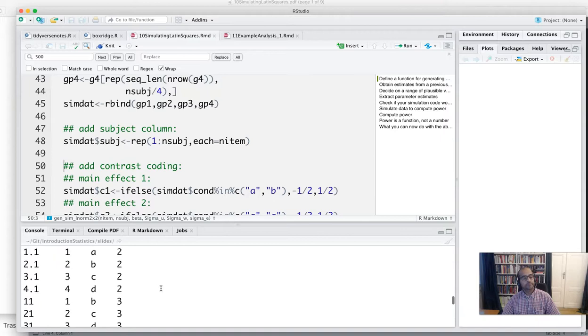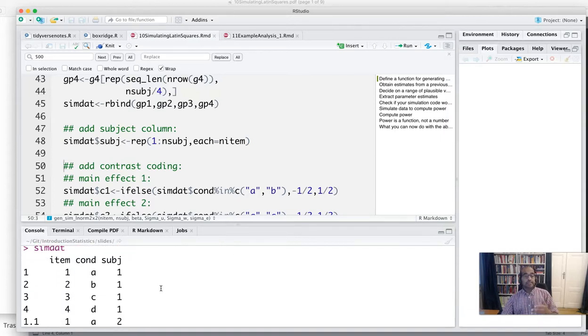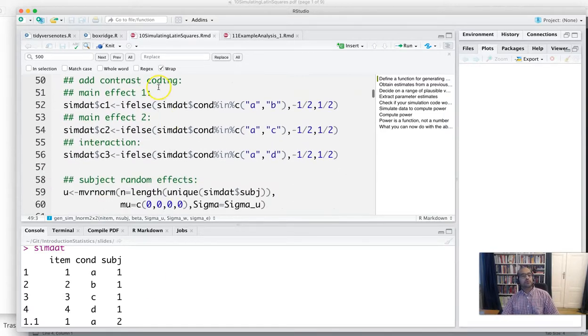Okay, so now what this is good for is that I can now add the contrast codings, right, because I know the condition levels. And once I have the contrast coding set up as 3 more vectors, I'm ready to simulate data like we've done before. Okay, we're going to go row by row and produce a data point each time. Okay, so the next step I will do is define my contrast codings.